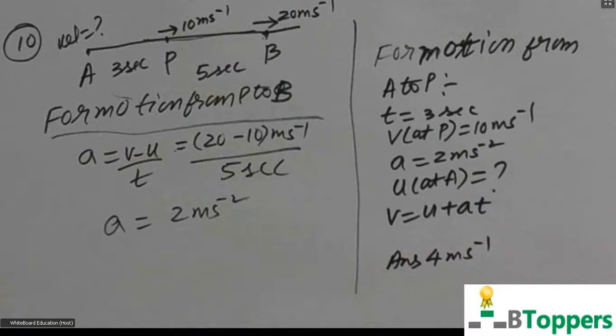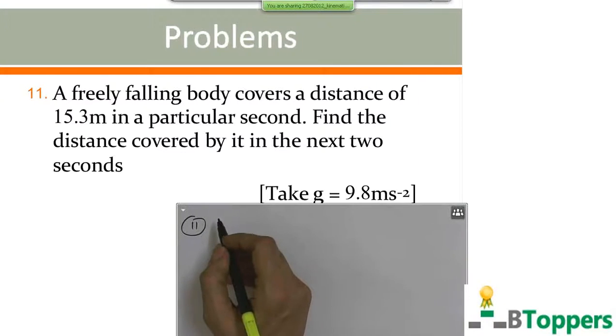See the next question. Question number 11. Problem number 11 on the screen. A freely falling body covers a distance of 15.3 meter in a particular second. Find the distance covered by it in the next 2 seconds. You have to take g equal 9.8 meter per second square.